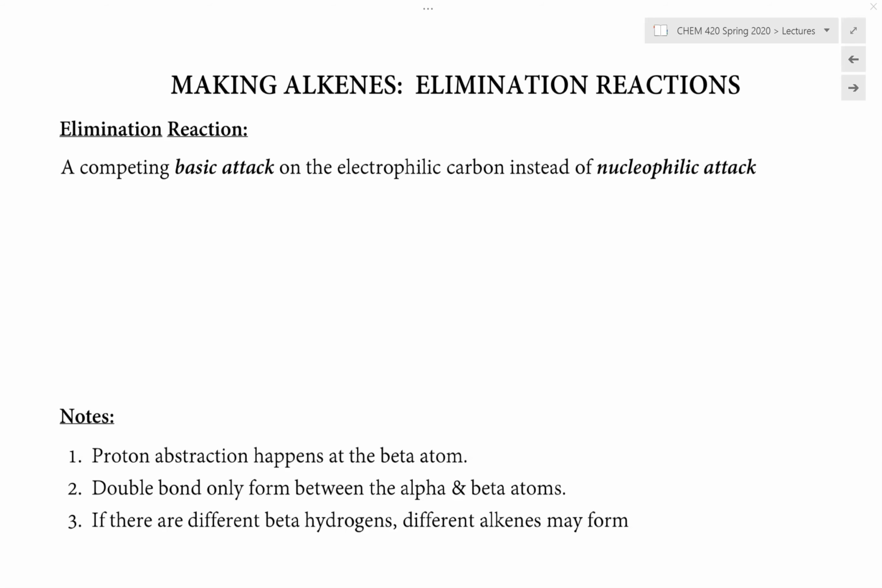In this lecture video, we will learn about elimination reactions, which are the types of reaction that are then used to make alkenes. An elimination reaction is basically when the reagent is performing a basic attack on the substrate or the electrophilic carbon on the substrate, instead of the nucleophilic attack that is seen in substitution reaction, as below.